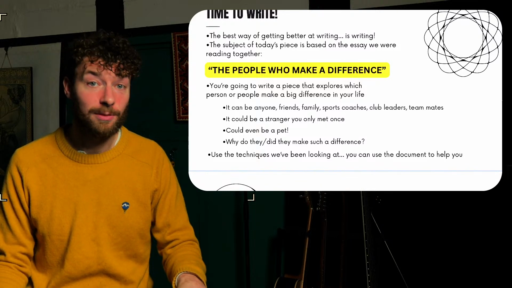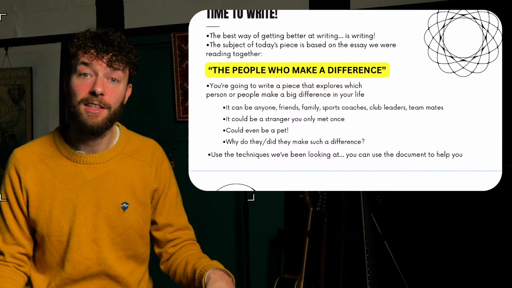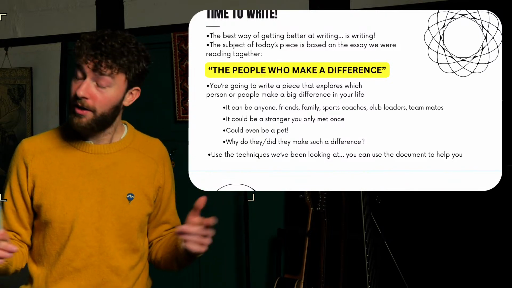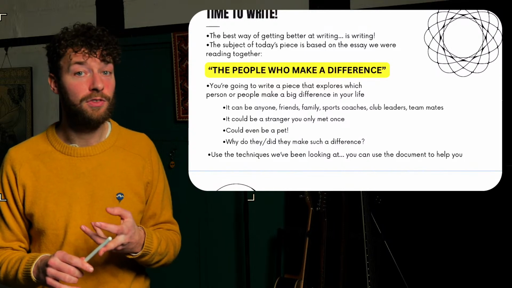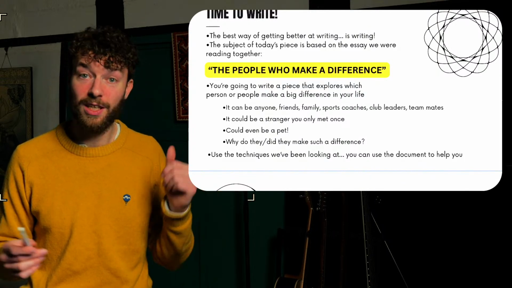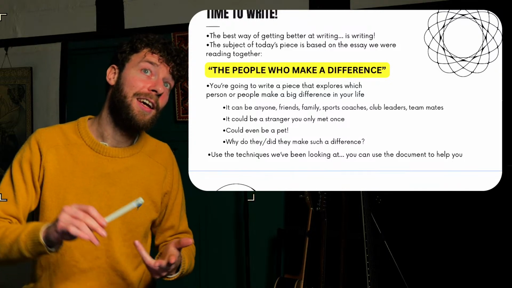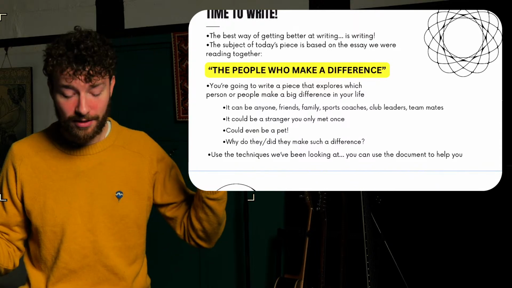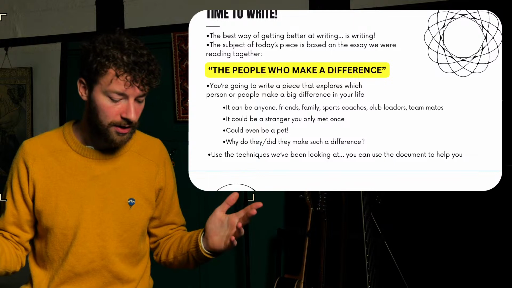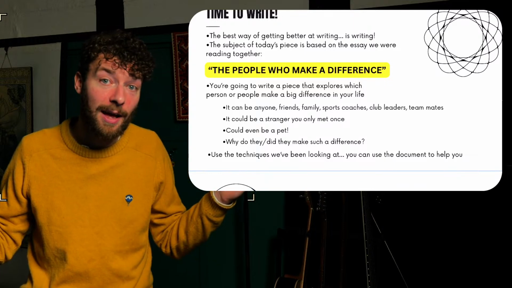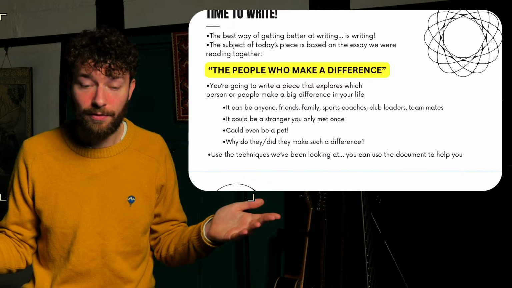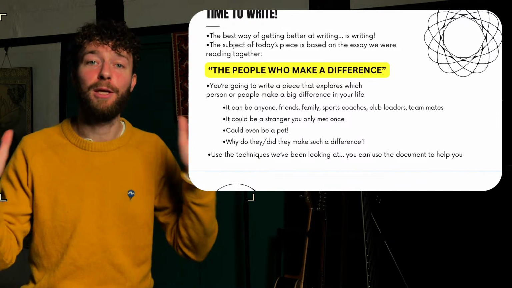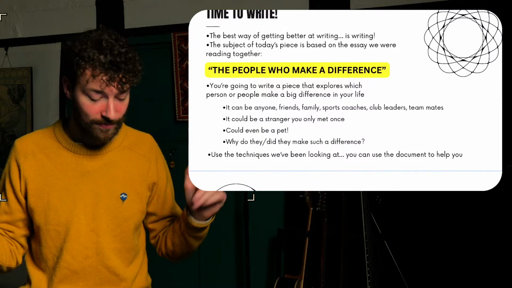So, in terms of what you can write about, the people who make a difference, that's up to you. You could write about anyone, a person, or people who make a big difference in your life. So it could be friends, it could be family, it could be a sports team, could be a specific teammate, club leaders, a coach, could be a stranger you only met once, but they made a big difference in your life. Could even be a pet. So I'm expanding people to also be animals, pets, anyone.